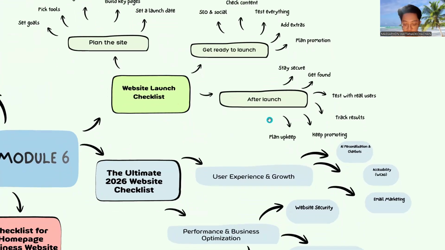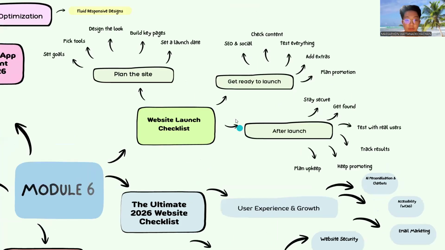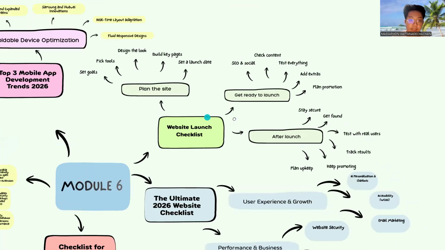So after we launch, we keep the site safe with an SSL certificate and backups, and we tell Google about our site so people can find us. Then we check the real user experience and check the speed again. We turn on analytics to track how we are doing. We keep promoting the launch, and finally we make a plan to keep the site updated over time. And that is the website launch checklist.